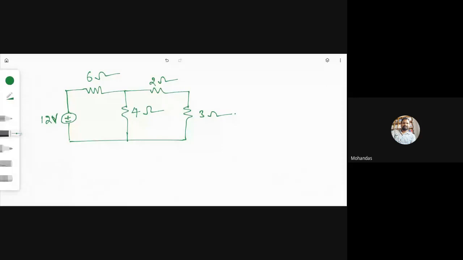All of you note down the circuit. In this, he is asking: calculate the voltage V across the 4 ohm resistor. Calculate voltage V across the 4 ohm resistor.